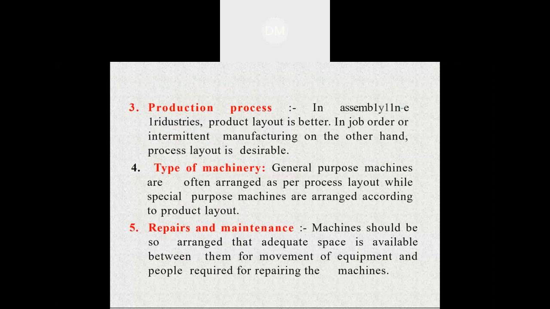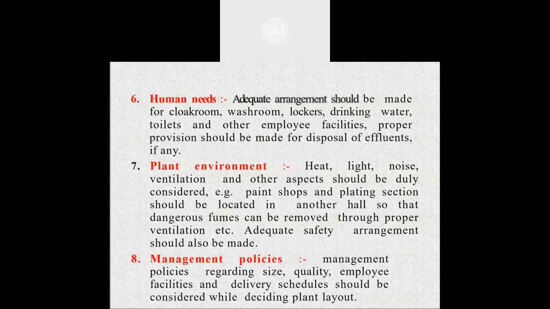Repairs and maintenance. So from the maintenance point of view, maintenance departments. Okay. So machineries, on the basis of which type of machinery we have used for production purpose. Then human needs. So locker room, washroom, lockers, drinking water, toilet, and other employee facilities required inside the factory or nearby the working area. Then plant environments. So again, heat, light, noise, ventilation, and other aspects should be duly considered. Okay. Then management policies regarding size, quality, employee facility, and delivery schedule should be considered while deciding plant layout.